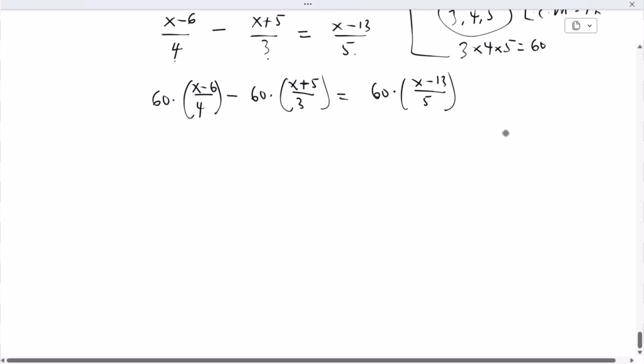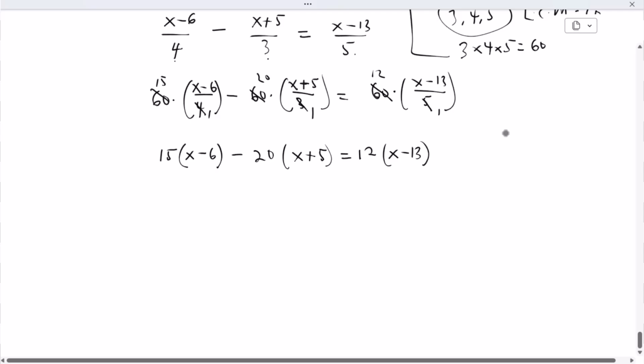Now when we go a step further, 4 will go into itself once and go into 60 15 times. So I'm going to have 15 multiplying x minus 6, minus 3 will go into itself once and go into 60 20 times. So I'm going to have 20 multiplying the expression x plus 5. That is equal to 5 goes into itself once and goes into 60 12 times. So 12 multiplying the expression x minus 13.